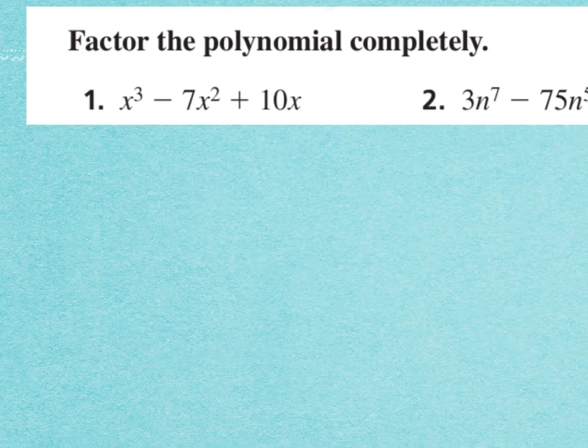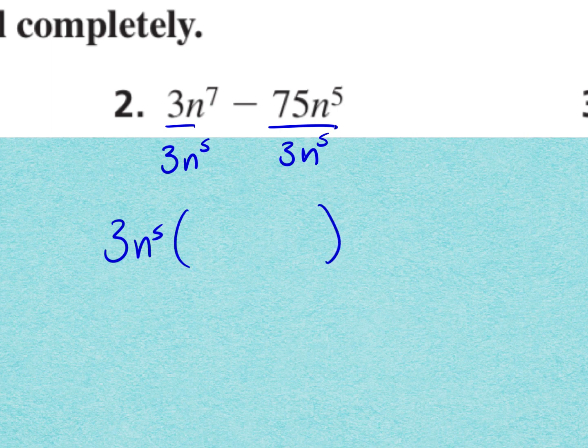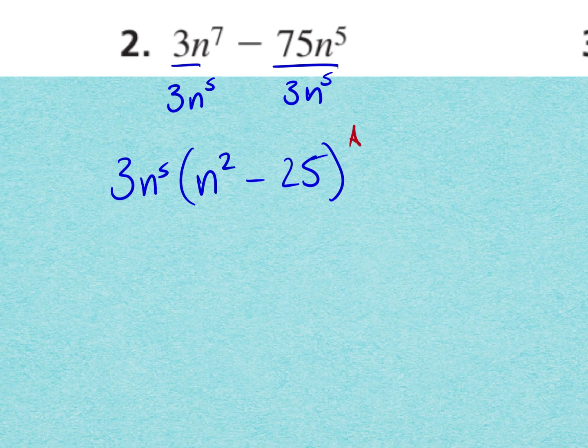Alright, let's take a look at, we're going to skip one and let's do two. What's my GCF for two? So they're both divisible by three, and then how many n's can I take out? So 3n to the fifth power, perfect. So that's going to go to the outside. What am I left with when I divide both of these by 3n to the fifth power? N squared minus 25. Perfect, so we took out our GCF. Can I factor this anymore? Awesome, this is the difference of squares again.